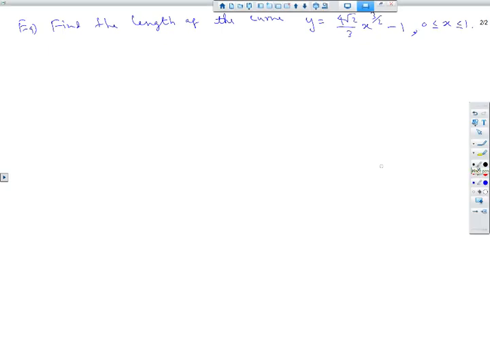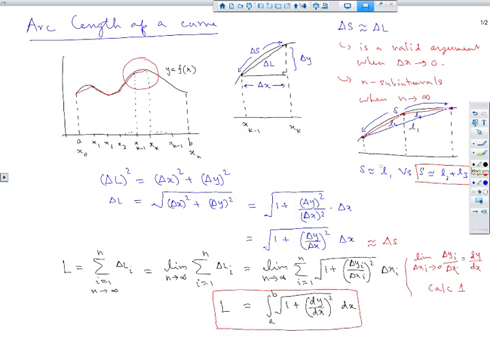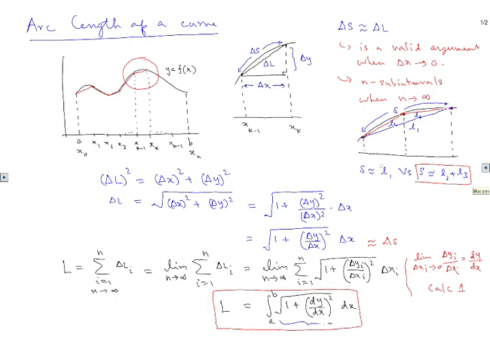So what you need to do is find dy by dx first, the derivative, and then square it, add it to 1 and take the square root. After you get that, normally what we need to do is simplify that part first. It's always a good idea to simplify, and then you take the integral. You can see that it won't be as difficult as we think. So let's try to do that.